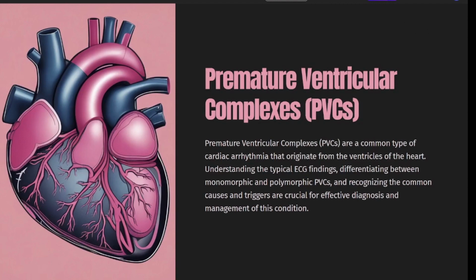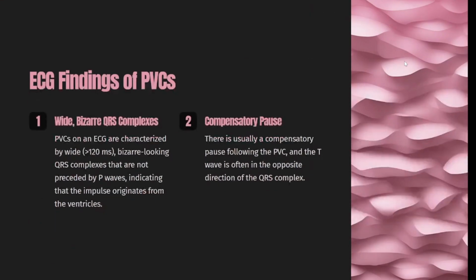Oral exam questions and answers on premature ventricular complexes, PVCs. Question 1: What are the typical ECG findings associated with PVCs? Answer: PVCs on an ECG are characterized by wide, greater than 120 milliseconds, bizarre-looking QRS complexes that are not preceded by P waves, indicating that the impulse originates from the ventricles. There is usually a compensatory pause following the PVC, and the T wave is often in the opposite direction of the QRS complex.